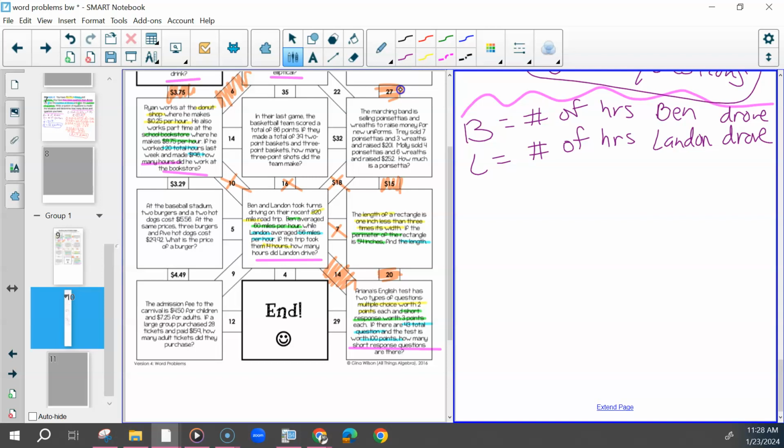What would the equations look like here? B plus L equals 14. That's going to be one of them. So the number of hours Ben drove and the number of hours Landon drove would equal the total number of hours they both drove. 60B plus 56L equals 820. Right. Do we want to solve this by substitution, elimination, or graphing? Substitution. Okay.